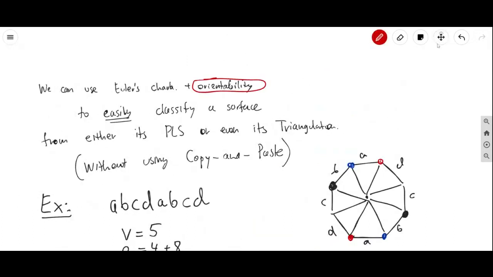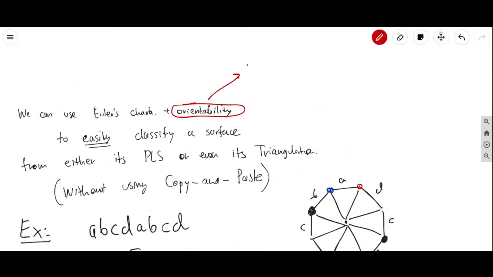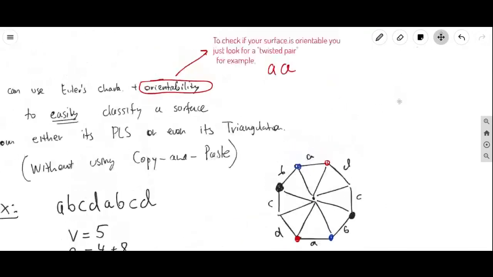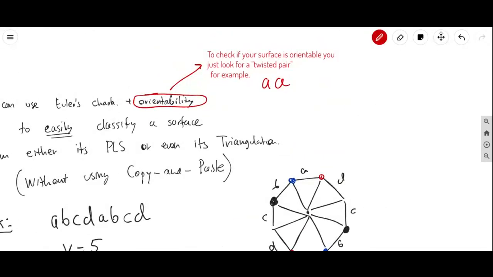But I do want to address the issue of orientability. How can you tell if it's orientable? It's actually very easy to check if your surface is orientable. You just look for a twisted pair. So for example, you look for AA or BB, right? Do you have a twist? That's what we call a twisted pair, because when you glue it, you do a twist. Do we have AA? Yes, we have lots of twisted pairs. If you have at least one twisted pair, oh, I'm sorry, if the surface is non-orientable.